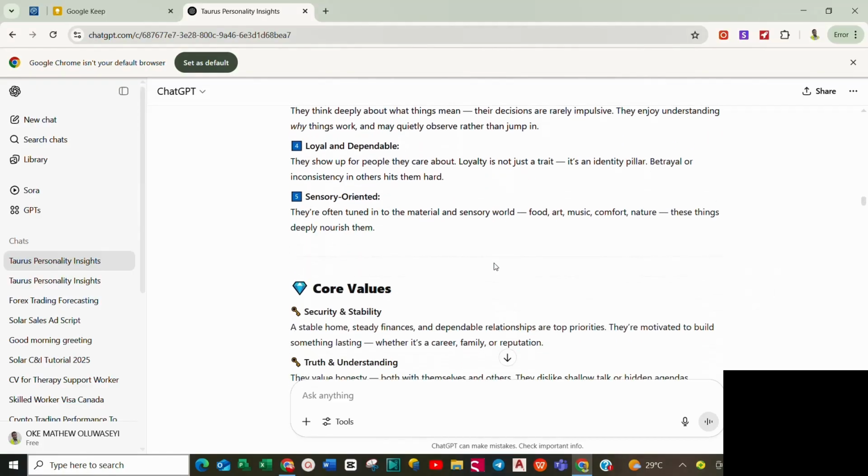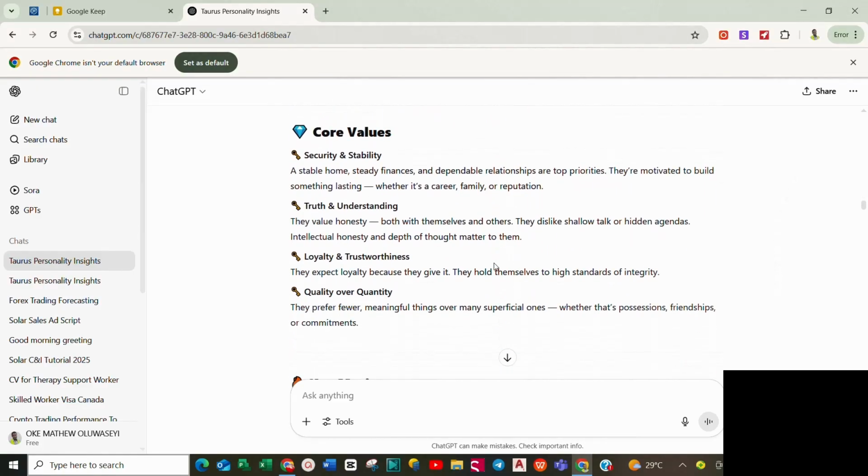So sensory orientation and all. Their core values are security and stability, truth and understanding, loyalty and trustworthiness, and quality over quantity.